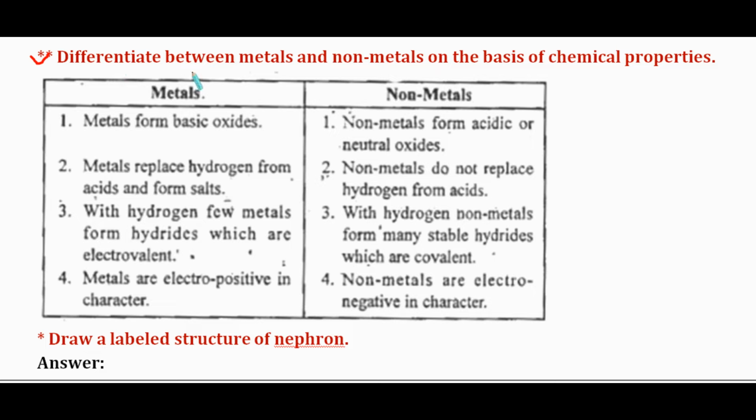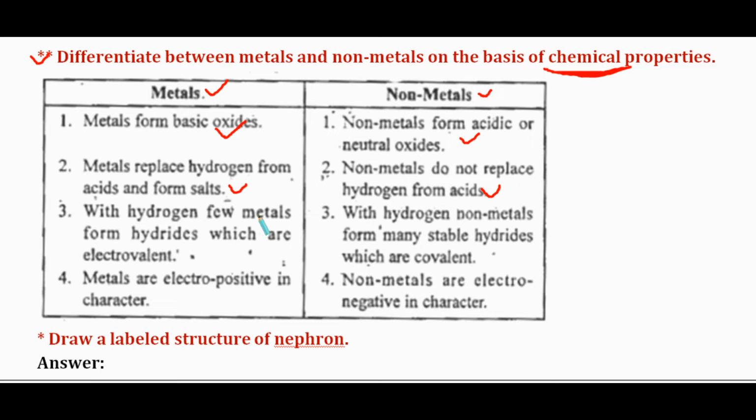Which are bad conductors of heat? Lead and mercury. Now the question: differentiate between metals and non-metals on the basis of chemical properties. These are the metals and non-metals and we differentiate between them on the basis of chemical properties only. Metals form basic oxides, non-metals form acidic or neutral oxides. Metals replace hydrogen from acids and form salts. Non-metals do not replace hydrogen from acids.